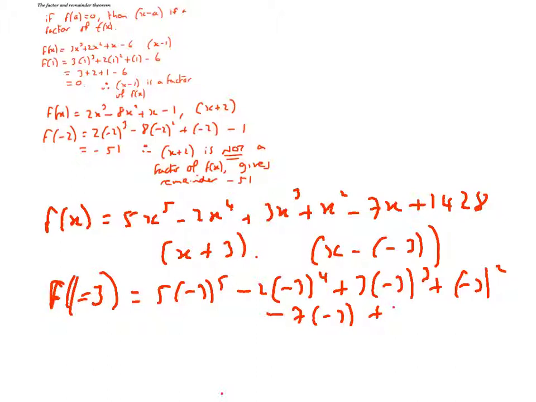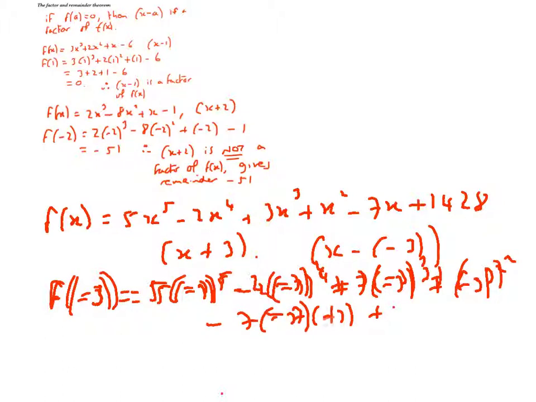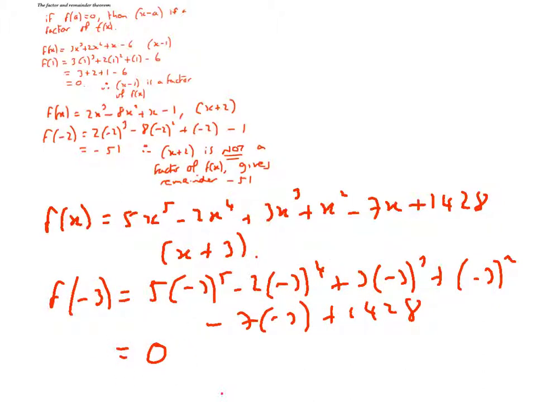So I have f of minus 3 equals 5 minus 3 to the 5 minus 2 minus 3 to the 4 plus 3 minus 3 cubed plus minus 3 all squared minus 7 times minus 3 plus 1428. Okay, so if I whack all that into a calculator, my answer is 0. So hence x plus 3 must be a factor of f of x.